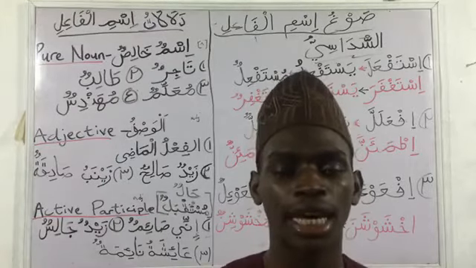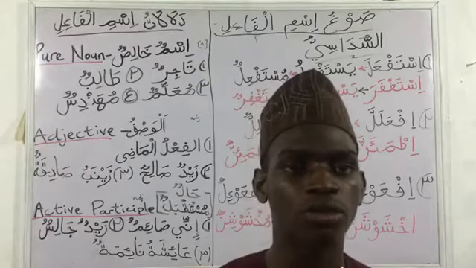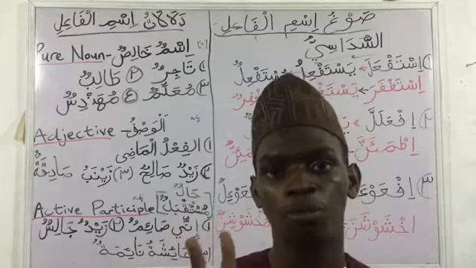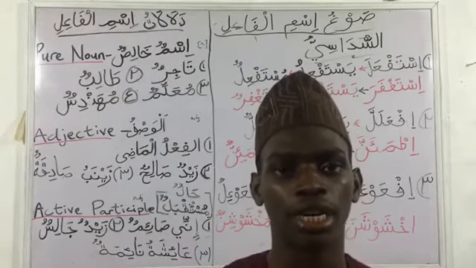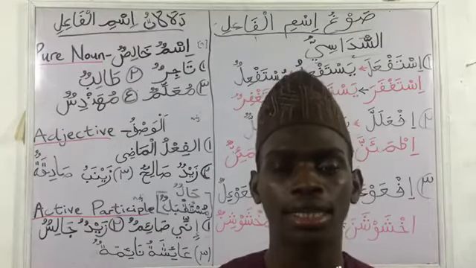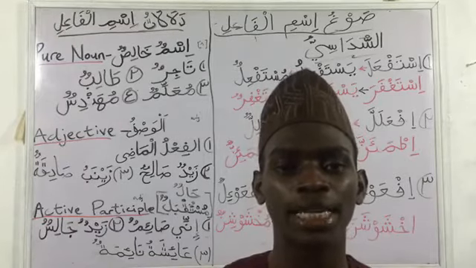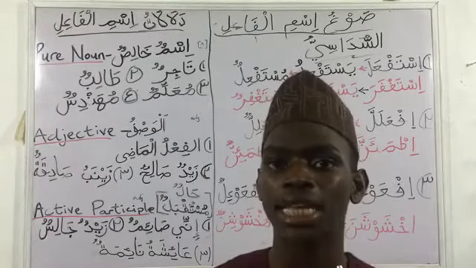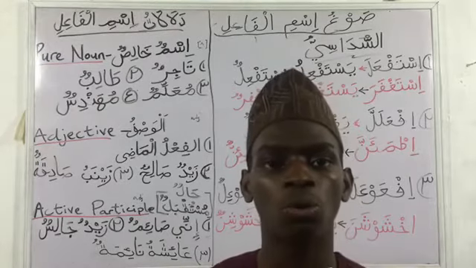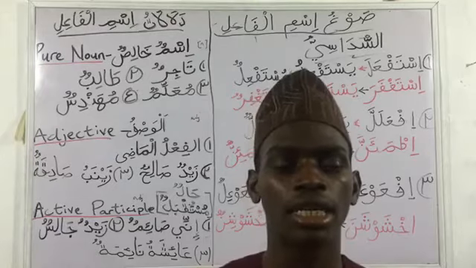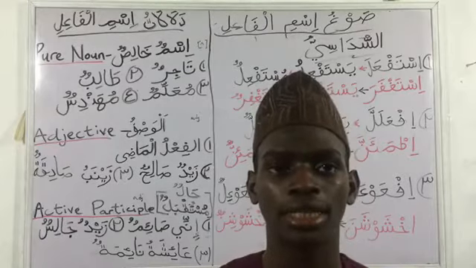For the 4-lettered and 5-lettered verbs, we said that for anything more than 3 letters, all we have to do is a simple 2-step procedure. The first step is to turn that Fi'l Madi into Fi'l Mudari. The second step is that we remove the harf al-mudari and replace it with a Meem Dammah, and then the second to the last letter, we give it a kasrah. That is how we transform Fi'l Madi into Ismul Faa'il for any verb that is more than 3 letters.